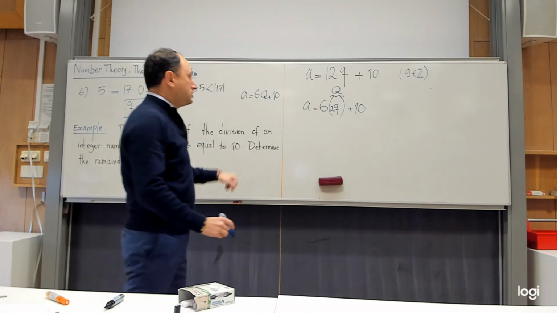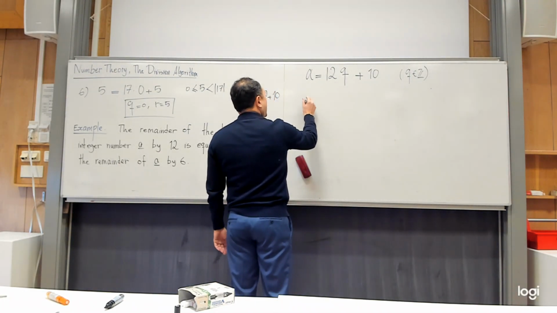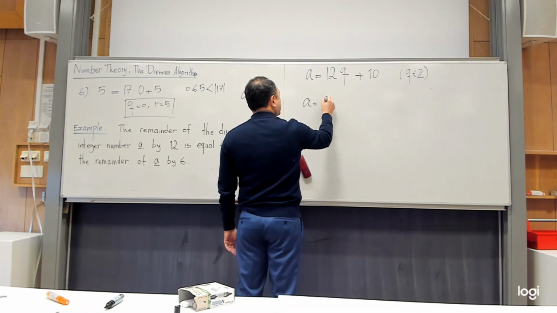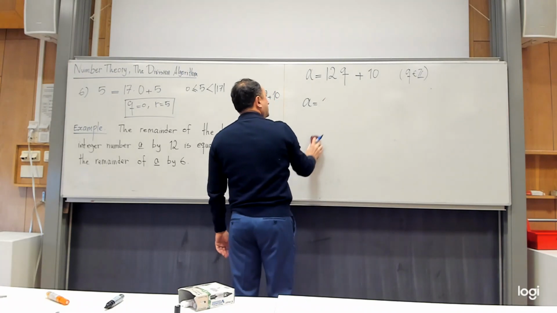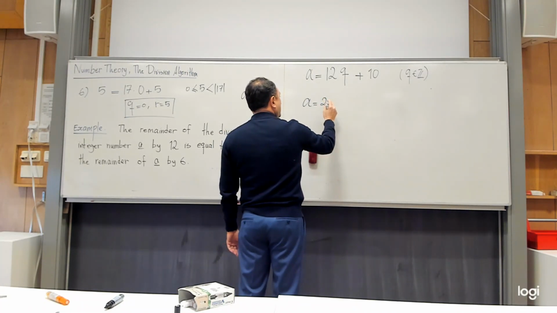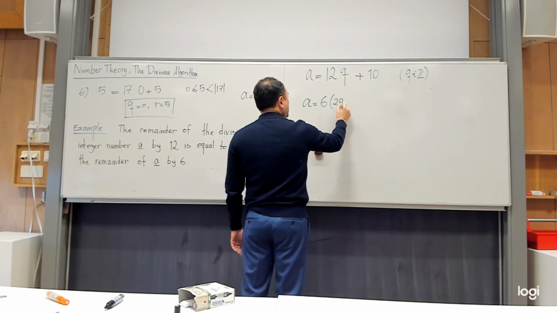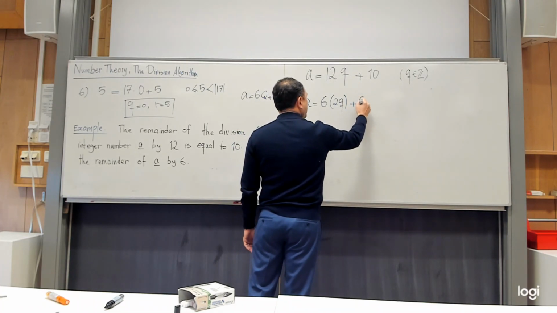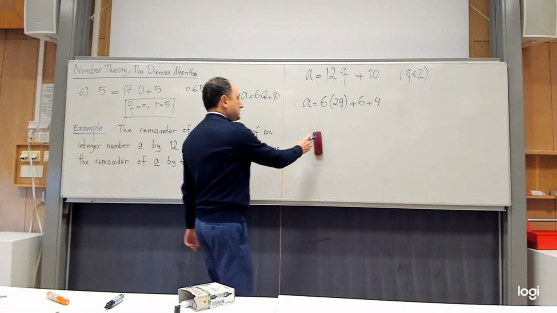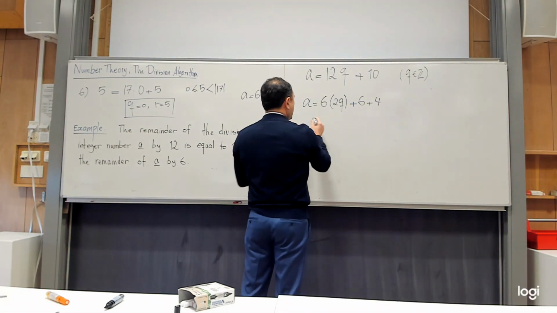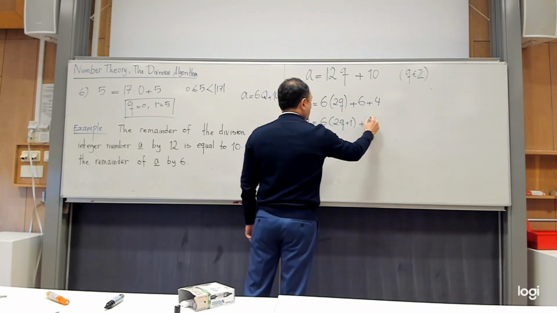But how can I fix it then? How can I fix it? I would say that A is equal to 12. So let me write it in this way. I would write 6 times 2Q. Instead of 10, I write 6 plus 4. Yes? But why is that? You will say, this is very simple, by the way. I can factor 6 out. Then it becomes 2Q plus 1, plus 4.